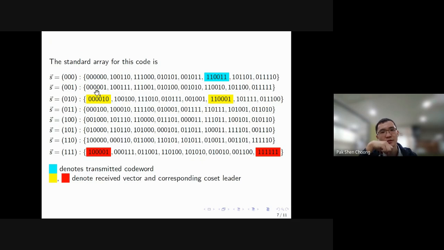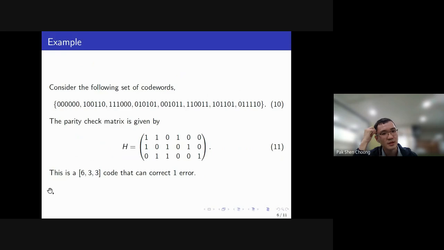So in this case, what you do is use your received vector. Adding or subtracting doesn't matter, because it's either 0 or 1. So let's say you add this coset leader, then you will get back your original message. So that's how the error correction for this kind of code actually works. But this code can only correct one error.